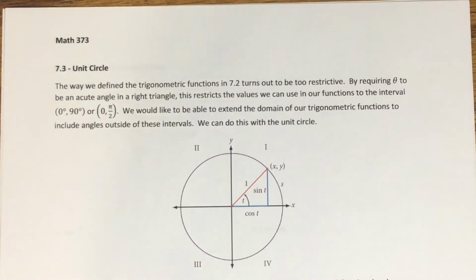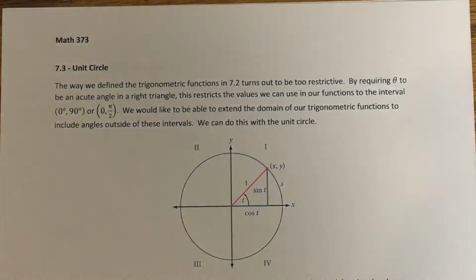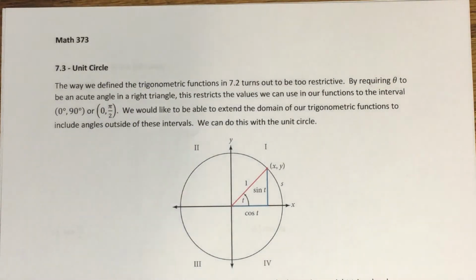All right, so in the previous section, 7.2, we talked about how to define the 6 trigonometric functions: sine, cosine, tangent, secant, cosecant, and cotangent. And we used the right triangle idea to define all of those. Now, that was fine for that section, but it turns out that using a right triangle to define those trigonometric functions actually puts way too heavy of a restriction on those functions to make them useful.